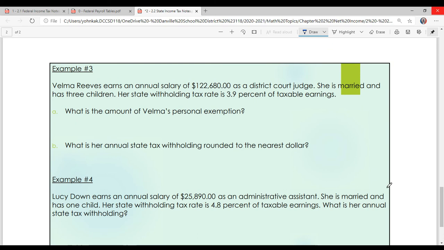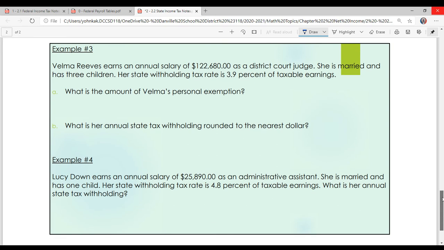All right, example number 3. Velma Reeves earns an annual salary of $122,680 as a district court judge. She is married and has 3 children. Her state withholding tax rate is 3.9% of taxable earnings. Part A, what is the amount of Velma's personal exemption? Well, she's married, so that's $4,000. She has 3 children, so that's $6,000. That's a total of $10,000.